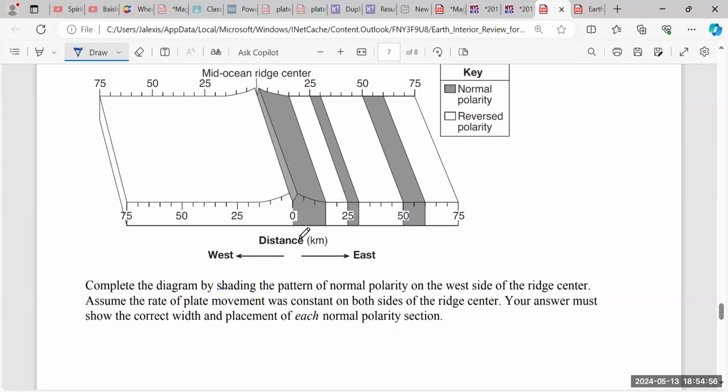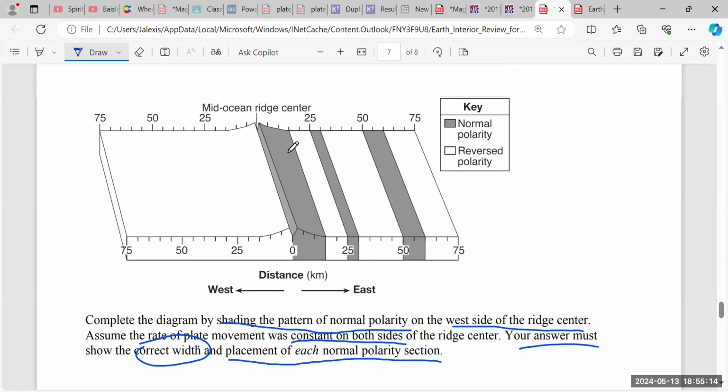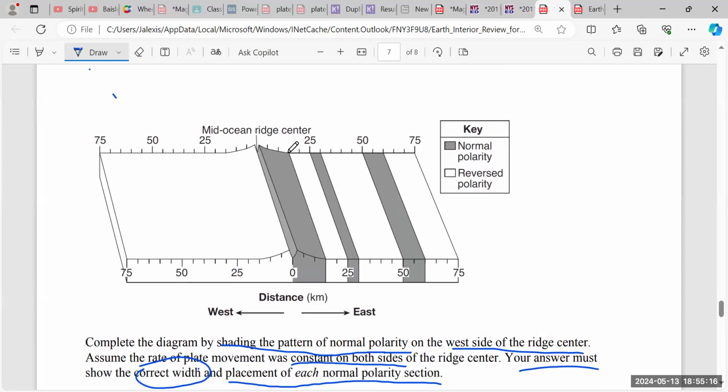Complete the diagram by shading the pattern of normal polarity on the west side of the ridge center. Assume the rate of plate movement was constant on both sides of the ridge. Your answer must show the correct width and placement of each normal polarity section. So they give us the pattern of polarity from the ridge to the right side, and therefore they want us to draw how it would be on the left side.